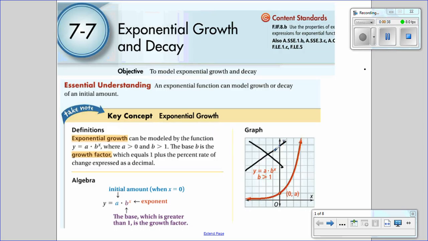Now, we're not dealing with linear. We're now going on to exponential, which is just a form that it takes. And the graph is more of a curve. And so this is the way that exponential growth works.